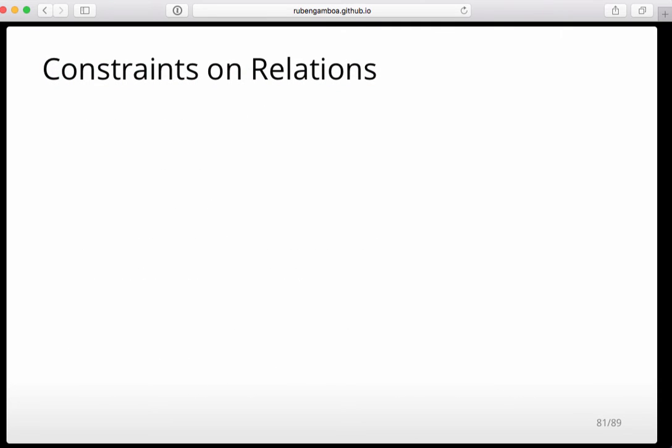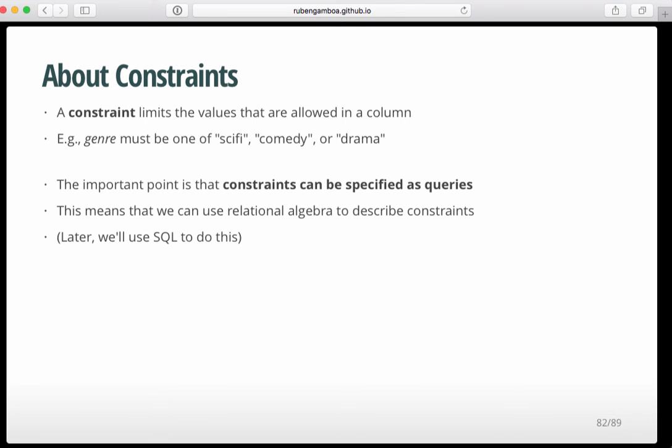Okay, I'm going to finish by talking about constraints, okay? And since we've done all the hard work of relational algebra, constraints are actually pretty easy, okay? So what do we mean by a constraint? We want to limit the possibilities as to what a column is allowed to have.